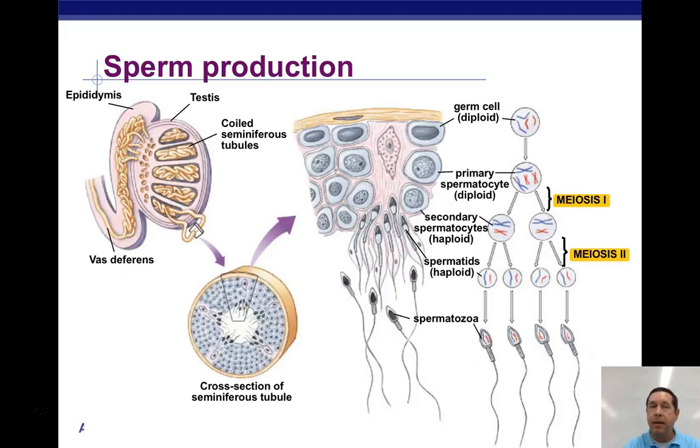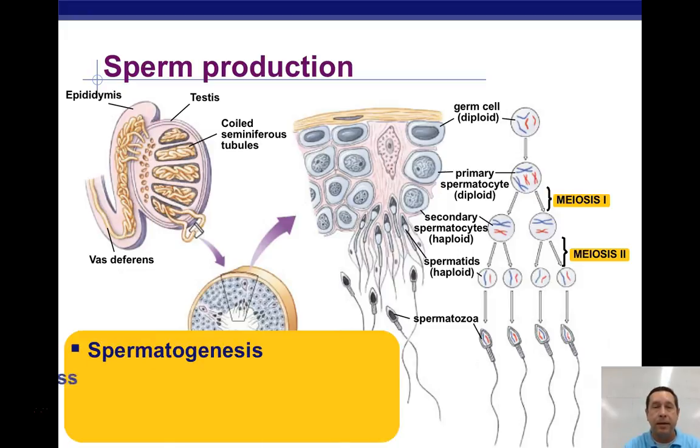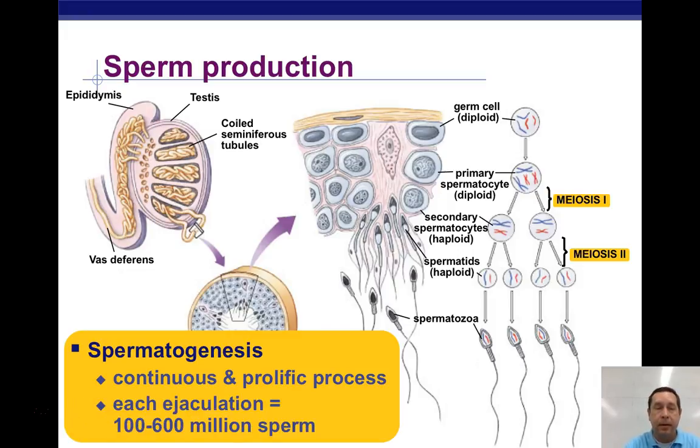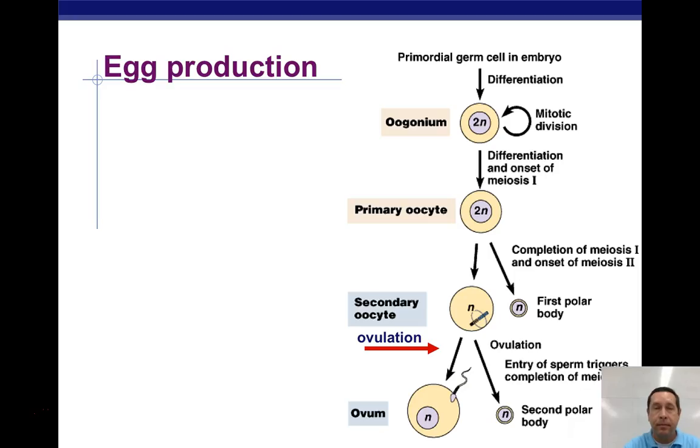In men, meiosis is going to result in sperm production. We call that spermatogenesis. It's a continuous process, begins at puberty and continues throughout life, and it produces lots and lots of sperm every day, many of which will never be used. Each ejaculation by a male contains 100 to 600 million sperm cells. In women, we call this egg production, or oogenesis.